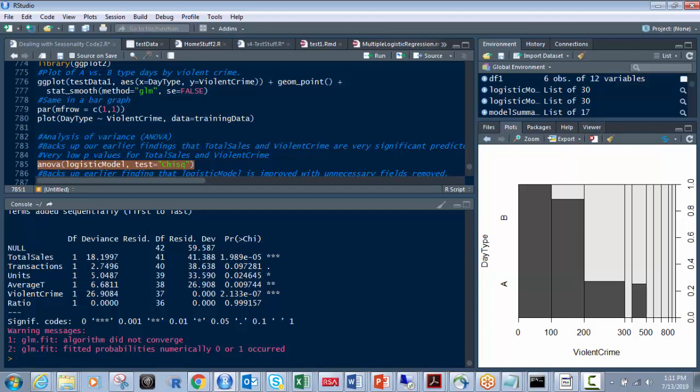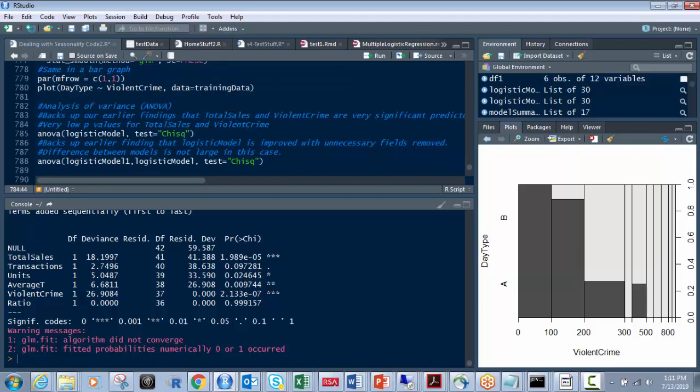So when you look at this, you clearly see this backs up that total sales and violent crime, which we already listed before, or really figured out and deduced, are our best values here. Then they're followed by average T. Remember, we said that also about temperature and units. Those are all utilized in our logistic model.